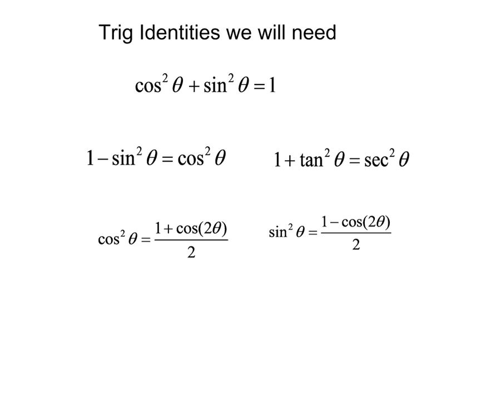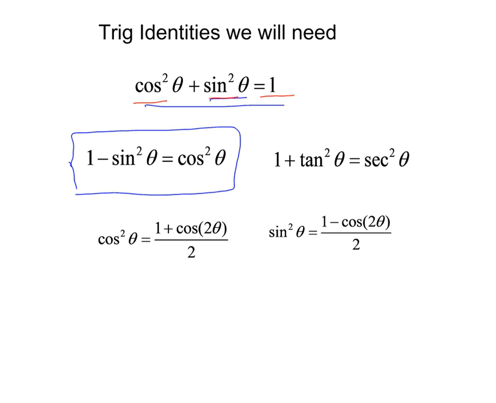Now, before we do that, I want to get into some identities just to make sure you know them. Certainly, there's the basic identity, cosine squared plus sine squared is equal to 1. If you were to subtract sine squared from both sides, you're going to get 1 minus sine squared is equal to cosine squared. If you were going to divide each of them by cosine squared, you're going to get 1 plus sine squared over cosine squared, which is tangent squared, is equal to 1 over cosine squared, which is the secant squared. So we're also going to be using that identity as well.